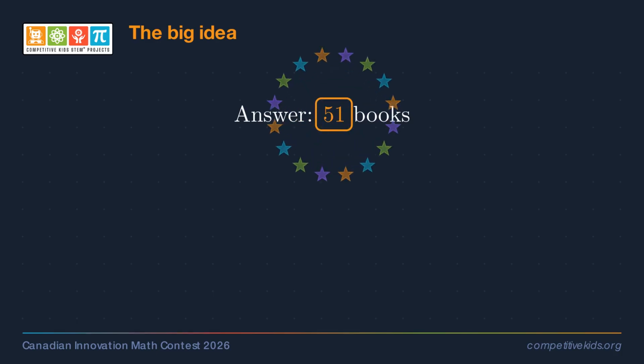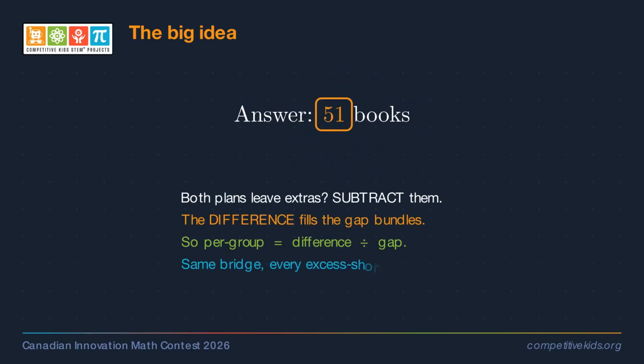It joins the family of leftover, shortage, and swing tricks. When both plans have leftovers, subtract the small pile from the big pile. The difference fills the extra bundles. So per group equals the difference divided by the gap. The bridge is the same in every excess and shortage problem.